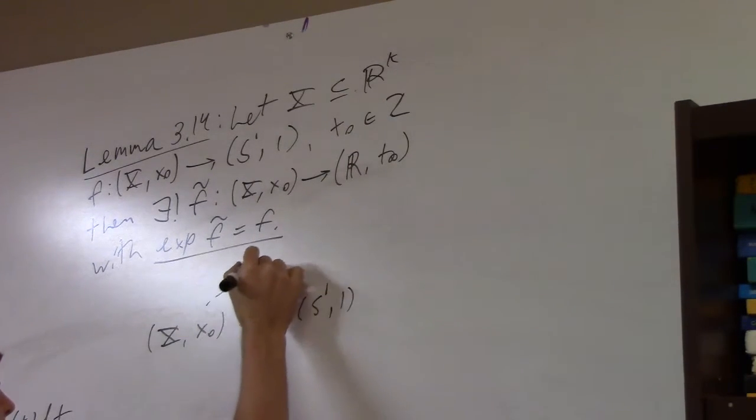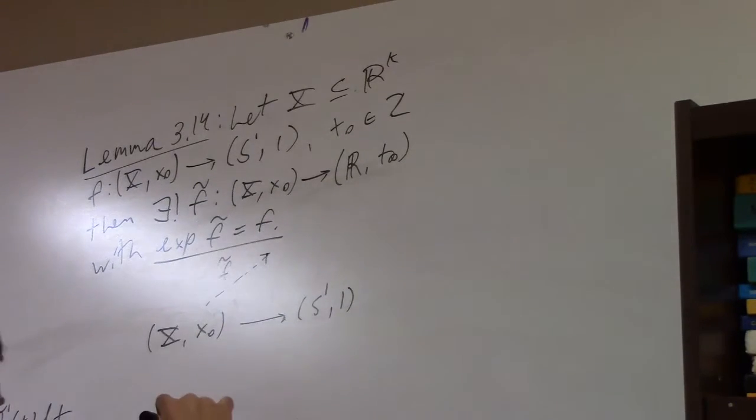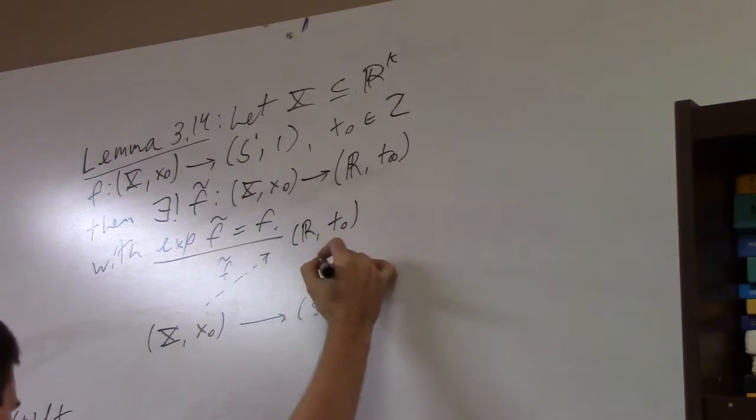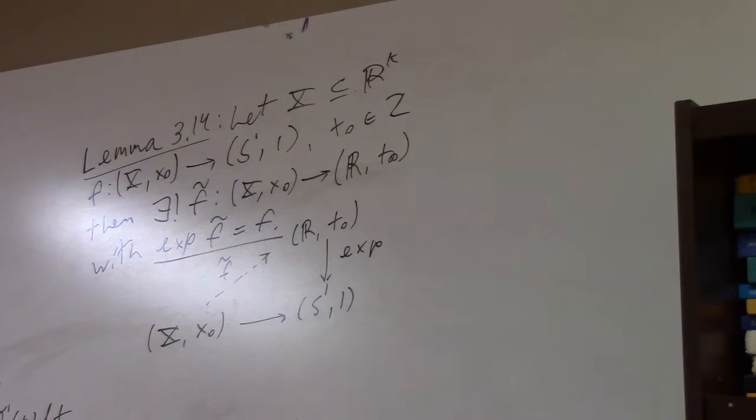So essentially this is what we're trying to construct, f tilde. This is our x. Do you want the composite of f tilde and the exponential to be f? Right, exactly.